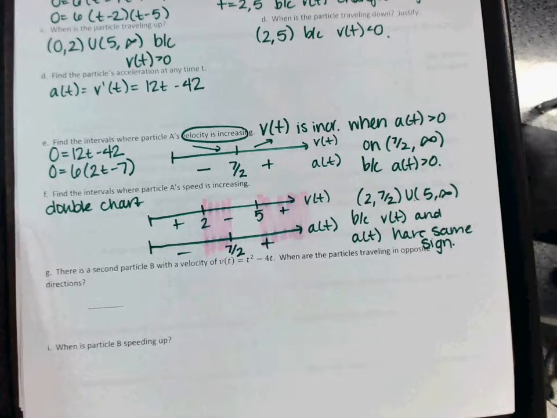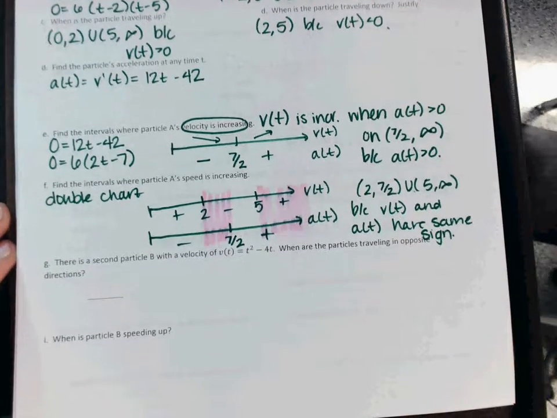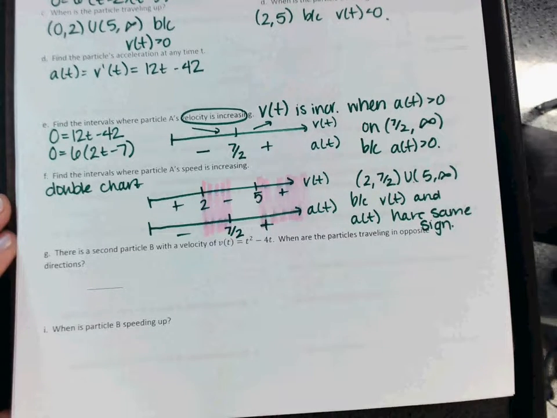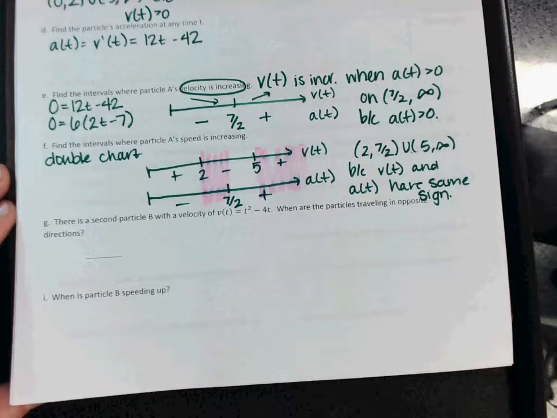Okay? Do we understand the difference? Velocity increasing or decreasing, you only need acceleration. But speed, you need both. Yes? Okay, letter G.